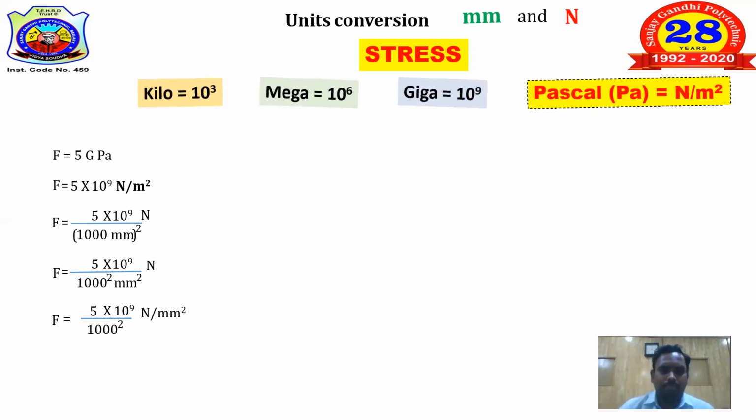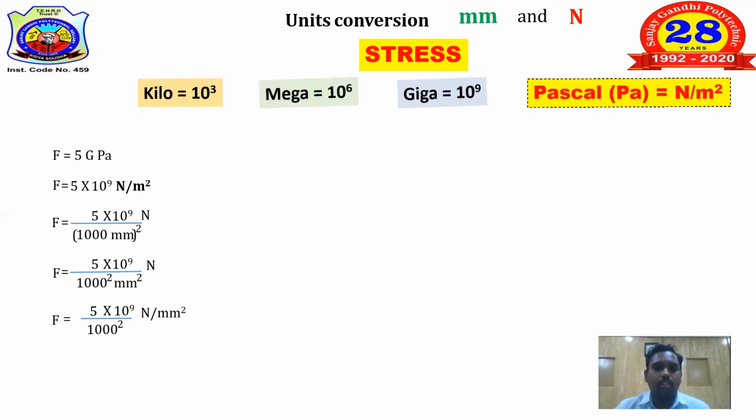Friends, it's the same. There is no difference between kilo, mega, and giga. Everything is the same. You just need to understand the concept. In place of kilo, you need to put 10 power 3. In place of mega, 10 power 6. In place of giga, 10 power 9. In place of Pascal, you need to put Newton per meter square. That's it. It's very simple.